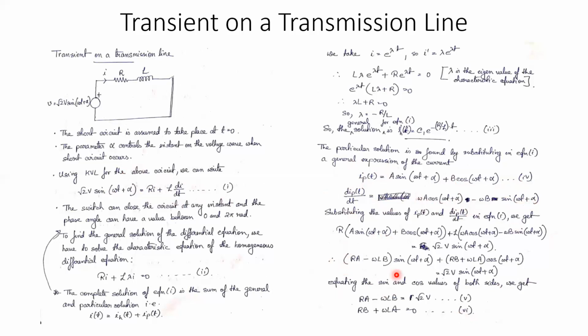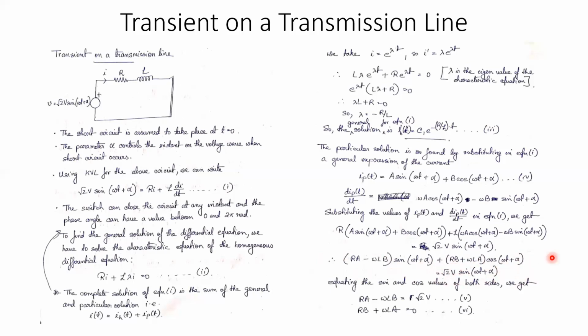We replace the values and then compare the left hand side with the right hand side. Obviously, in the right hand side we have a sine component but no cos component. So we can compare the coefficient of the sine component of the left hand side and equate it with the coefficient of the sine component of the right hand side.